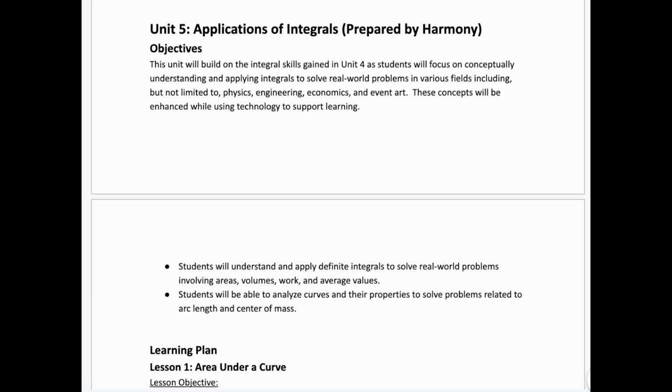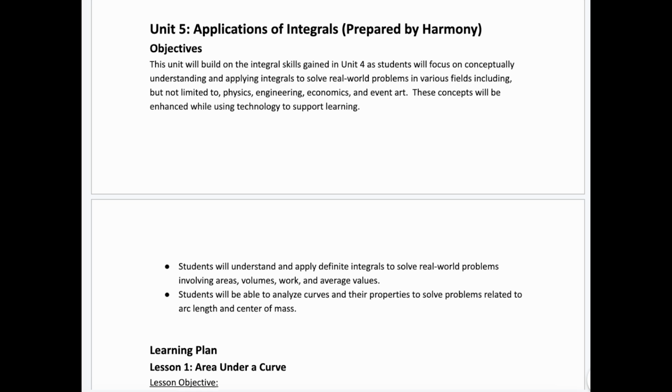Hello, this is Unit 5, Applications of Integrals, and this is Harmony Richman. This unit is all about taking the powerful tool of integration that we learned in the previous unit with learning techniques for integration and applying it to solve real-world problems. We'll see how integrals can be used to find areas, volumes, work done by forces, and even analyze shapes.